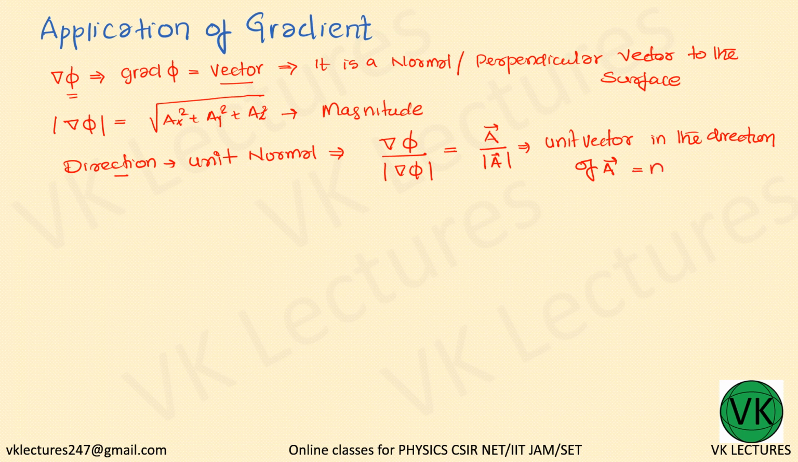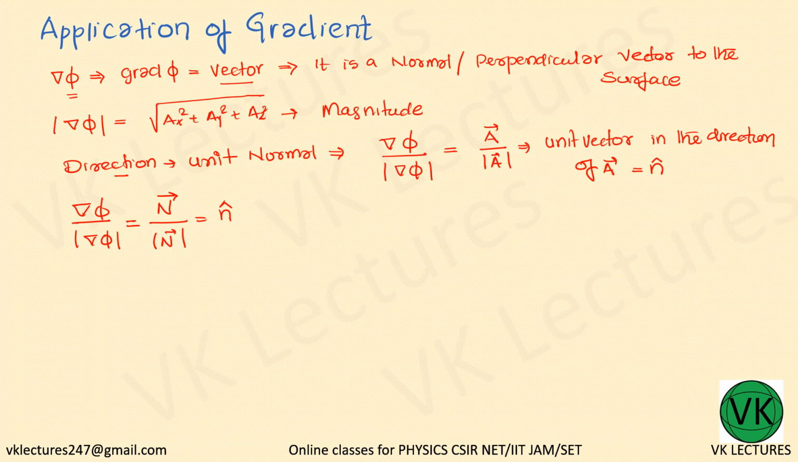Let us call this n cap. Okay, so let us once again write grad phi by magnitude of grad phi equal to, so instead of A I am writing the normal vector n and its magnitude by magnitude of n is equal to n cap. Small letter n cap is the unit vector, capital N, n vector, is the normal vector.